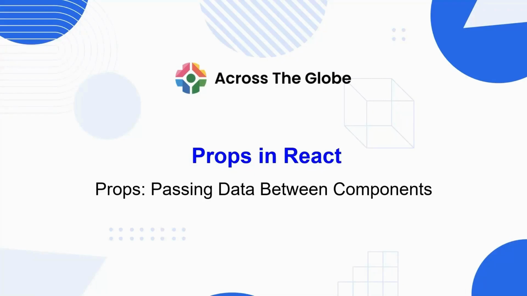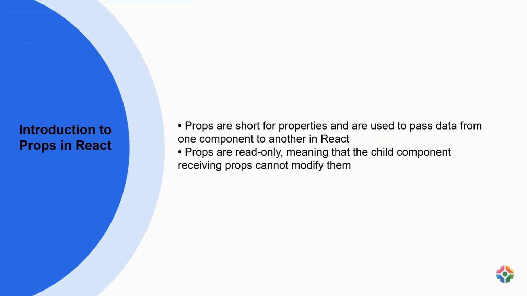Today we will learn about props in React. In React, props, short for properties, serve to transmit data between components. These props are immutable, indicating that the child component which obtains props is unable to alter them.